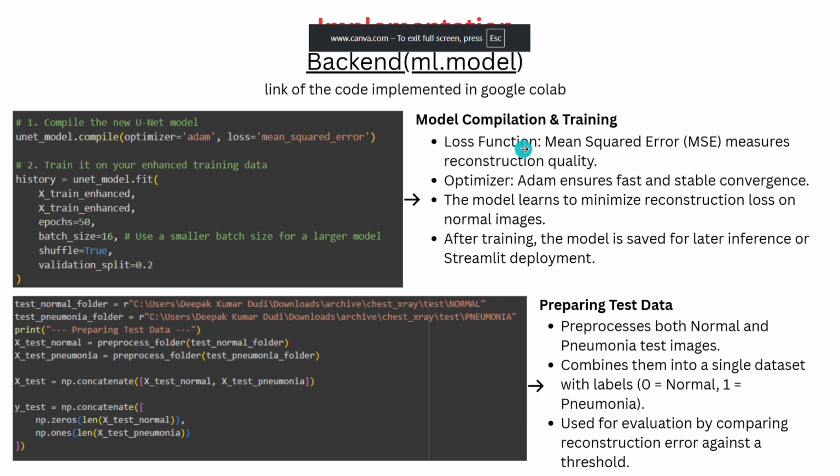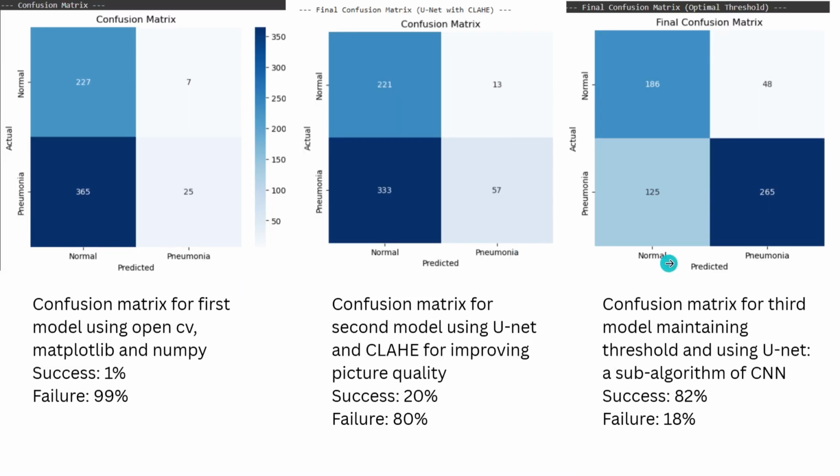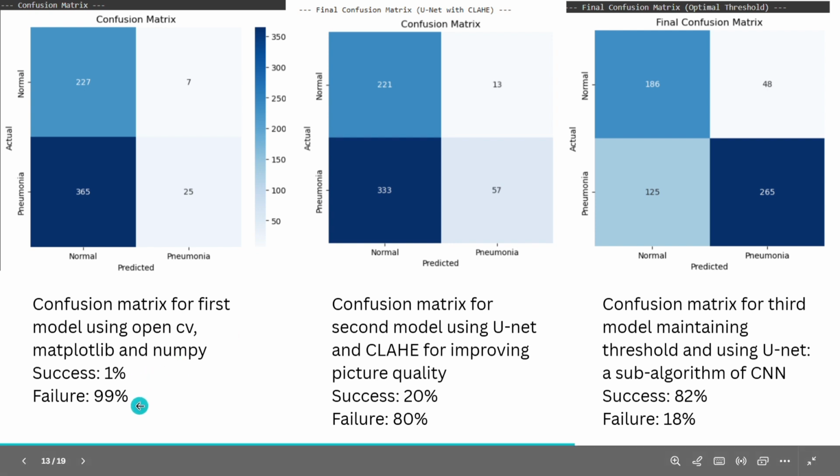So this is what we have seen here, the model compilation and training, followed by the preparing of test data. And these are all three confusion matrices that we have mentioned before. In the first, we have only used OpenCV, Matplotlib and NumPy, with which we can see that the success rate was only 1% and the failure was around 99%.